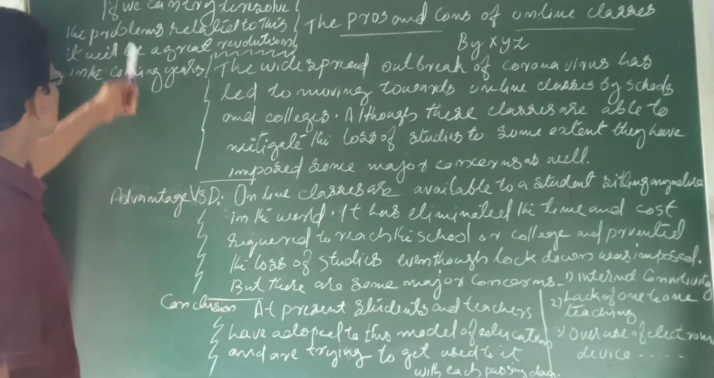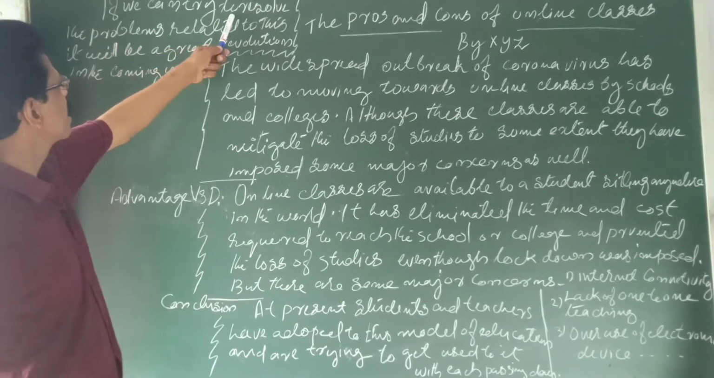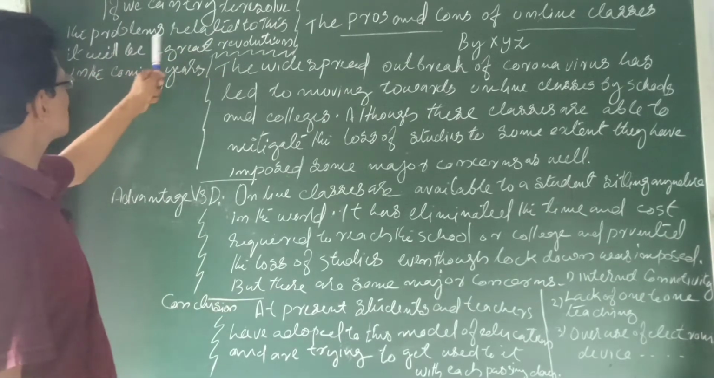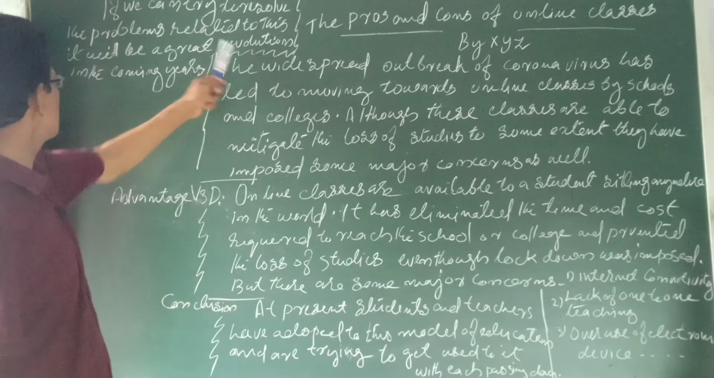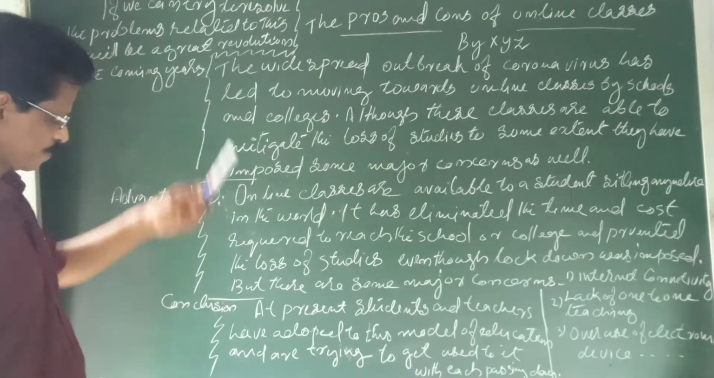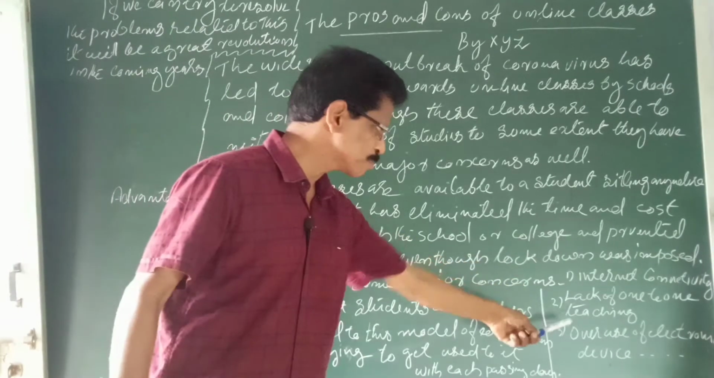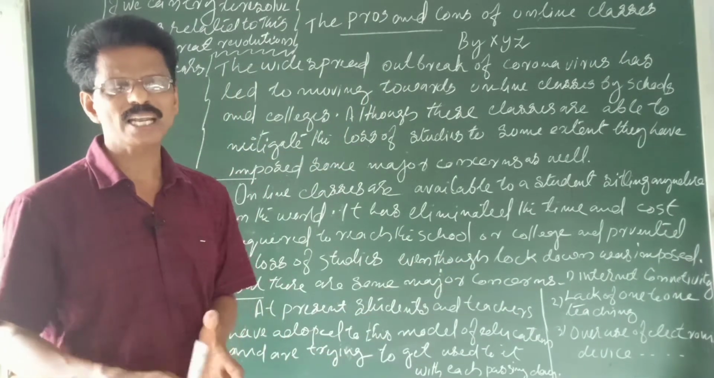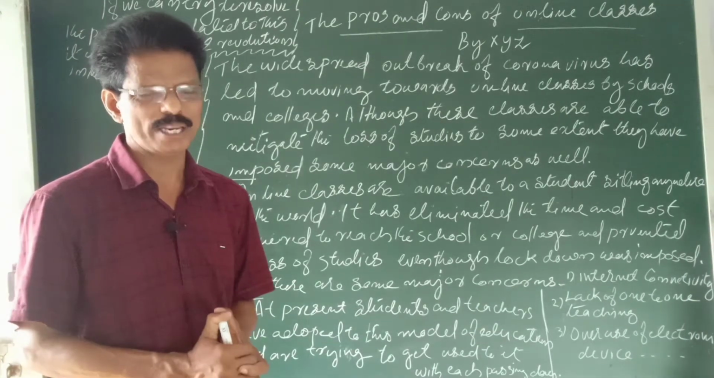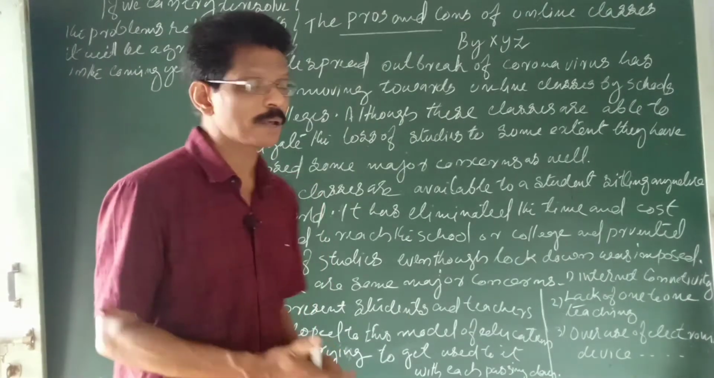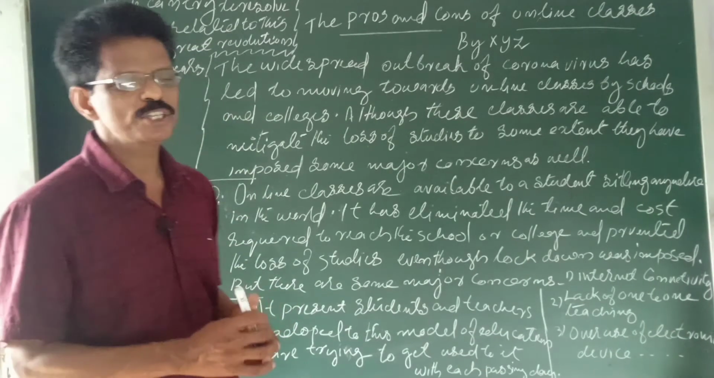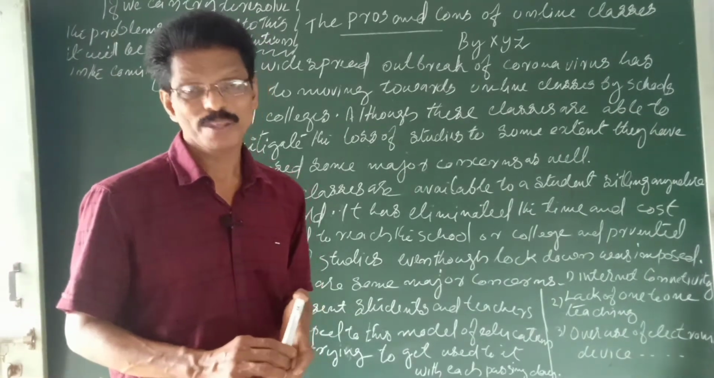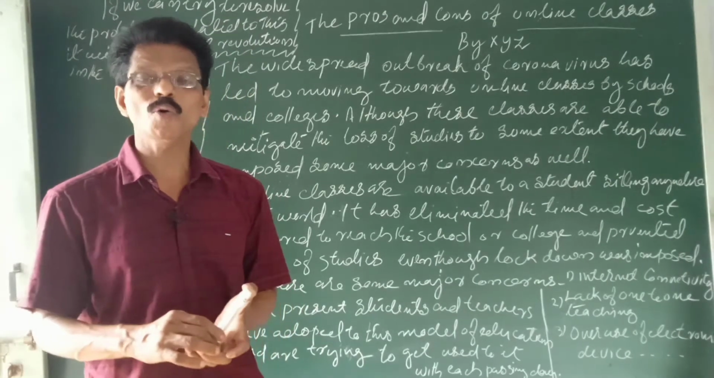One more sentence. If we can try to resolve the problems related to this, it will be a great revolution in the coming years. Some problems are there, so we have to find solutions and rectify them. If we can rectify these problems, it is going to be a great revolution in the field of education in coming years.